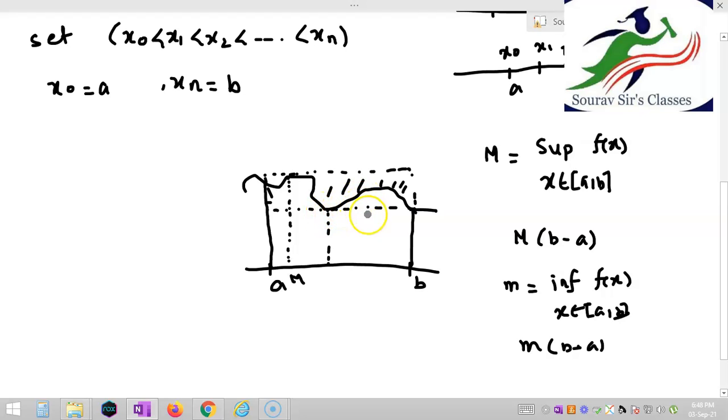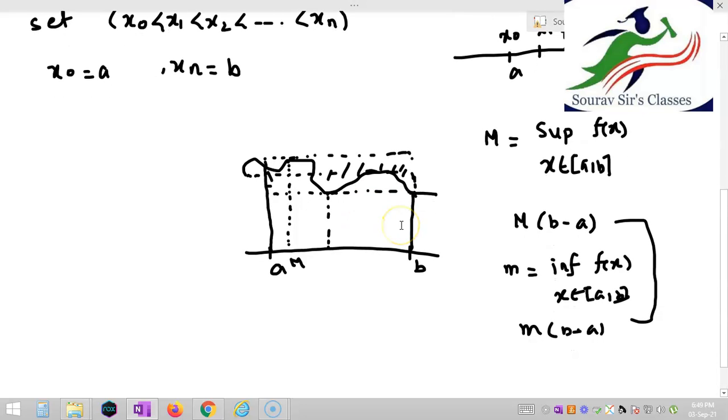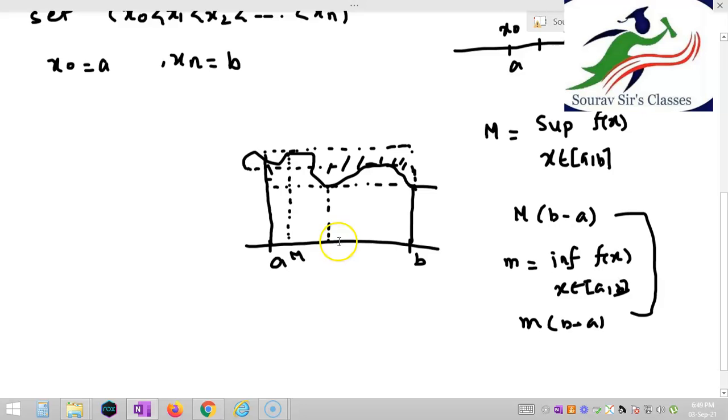So then we take the average of the areas of these two rectangles. Then we get the area of a rectangle which will look like this. But again, this is not the perfect area under this curve. So to get the perfect area, I am going to take a partition on this interval.